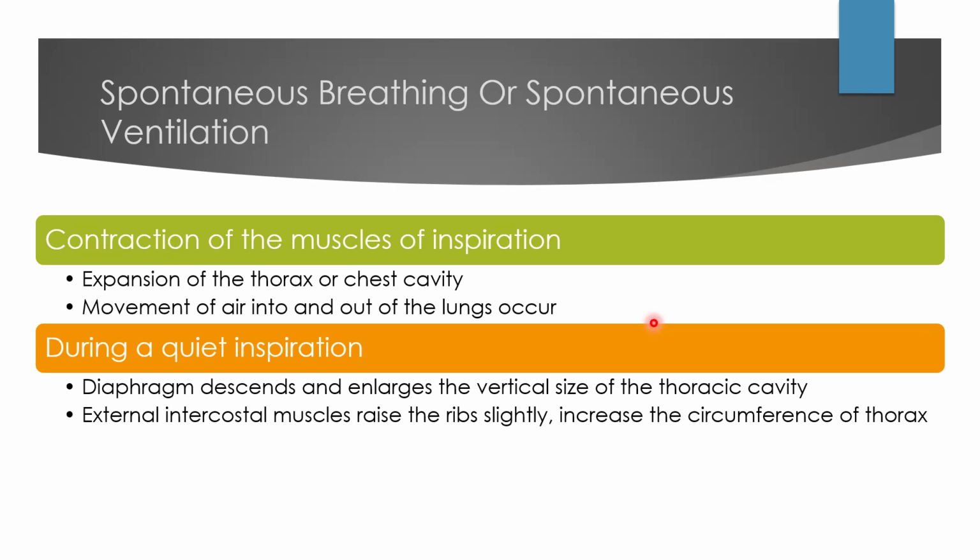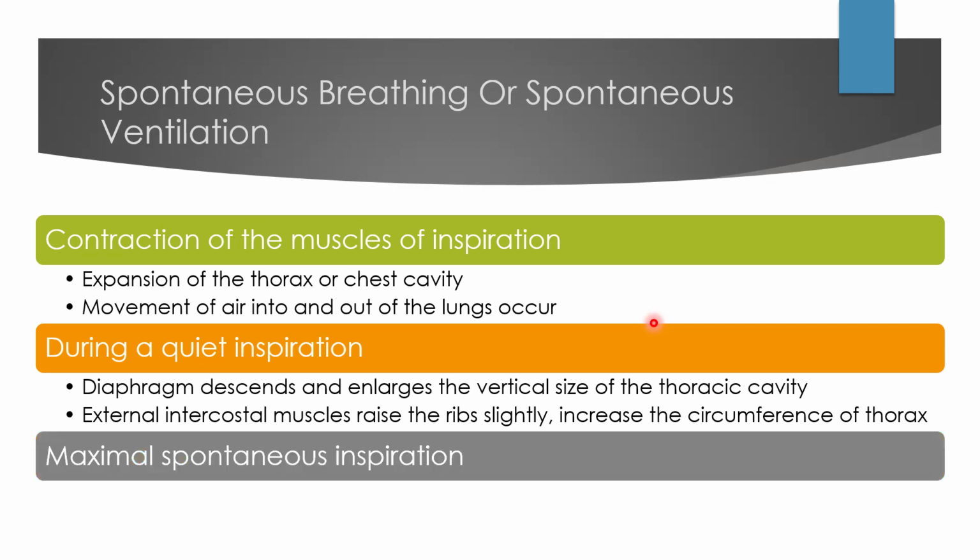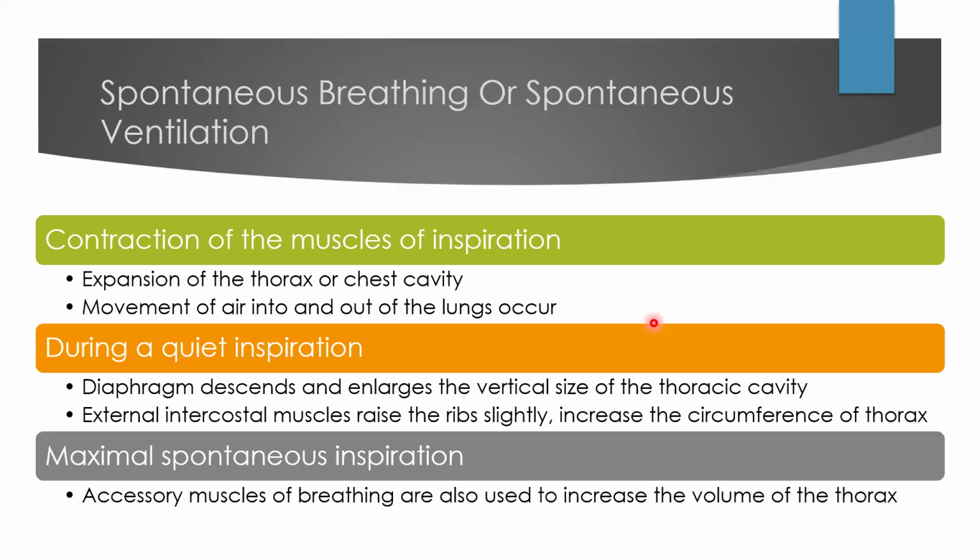In quiet inspiration, there are two muscles: the diaphragm and the external intercostal muscle, which raises the ribs slightly and increases the circumference of the thorax. And during a maximal inspiration, there is a greater movement of the diaphragm and the intercostal muscle, and a small increase in the circumference of the thorax.